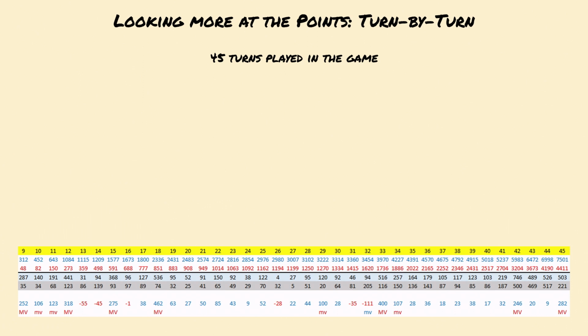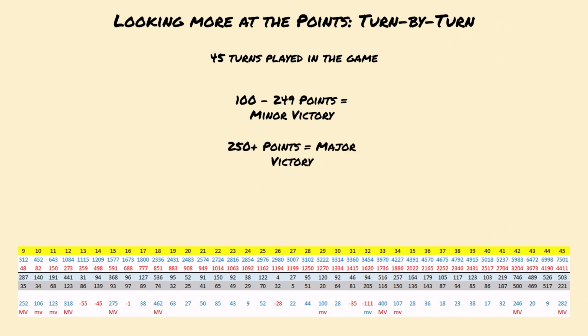I believe that you can break down turns in one of three ways: either minor victories, major victories, or simply draws. And what I define as a minor victory for a single turn is a point gain of 100 to 249 points for one side or the other. And a 250-plus point gain is a major victory for one side or the other during a single turn. All other turns are simply draws.